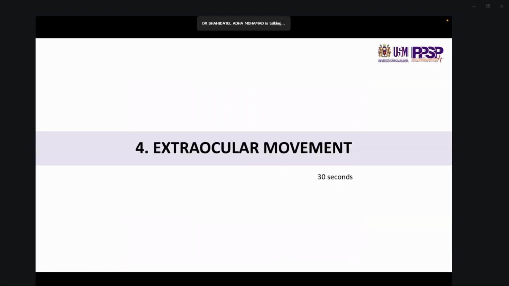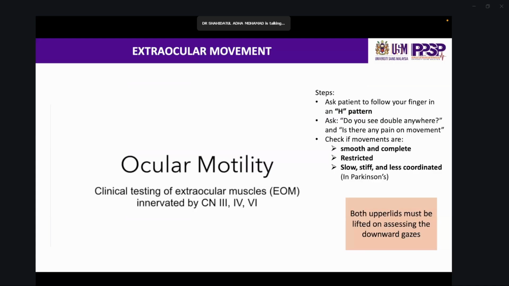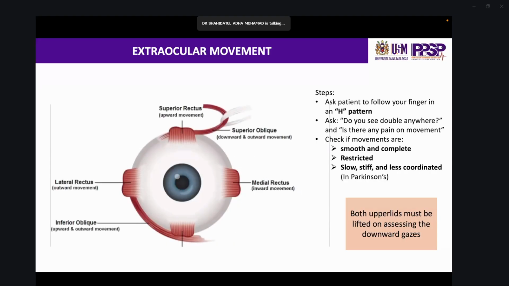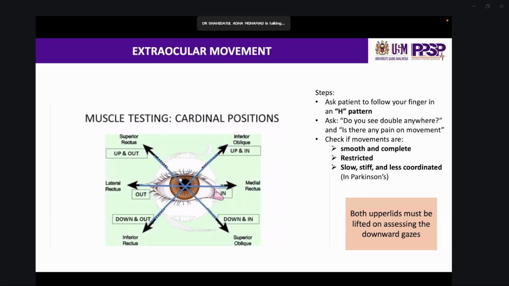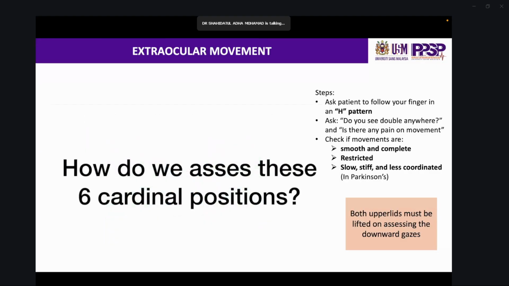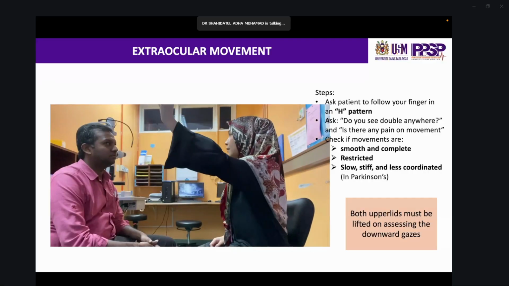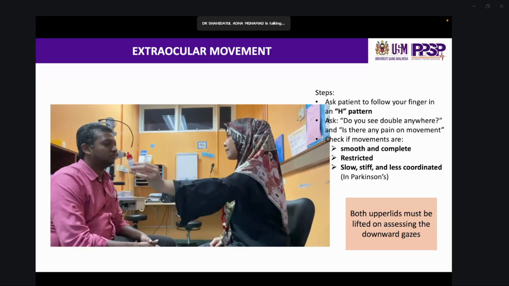Okay, we move on to the extraocular movement. For this, you only need 30 seconds. All right, so how you do it? You need to ask the patient to follow your finger in an H pattern. You can do an H pattern, you can do a cross pattern, but whatever it is, you need to know what you are assessing. So you need to ask the patient, do you see any double anywhere? And is there any pain on movement? And you have to check if the movements are smooth and complete, or restricted, or perhaps slow, stiff, or less coordinated as in Parkinson's.